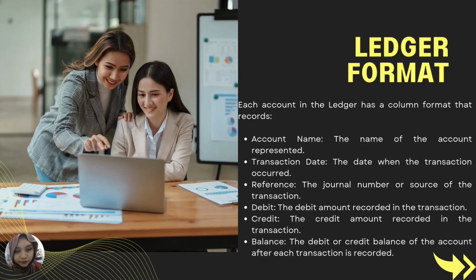Ledger format. Each account in the ledger has a column format for records. Account name: the name of the account. Transaction date: the date when the transaction occurred. Reference: the journal number or source of the transaction. Debit: the debit amount recorded in the transaction. Credit: the credit amount recorded in the transaction. Balance.